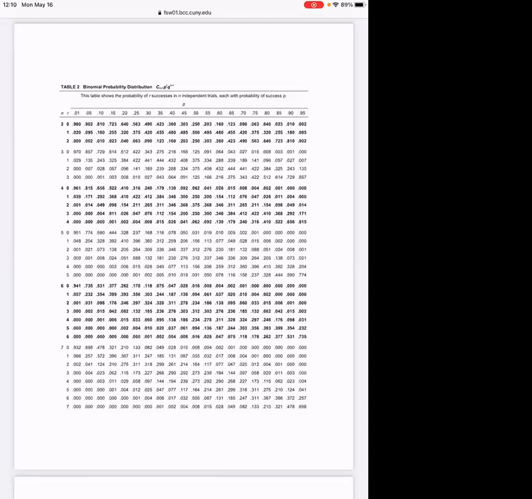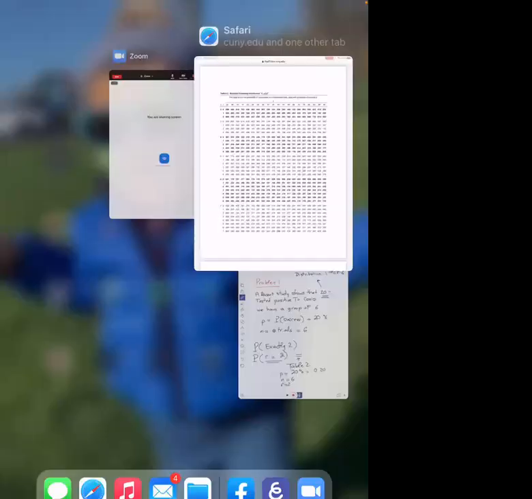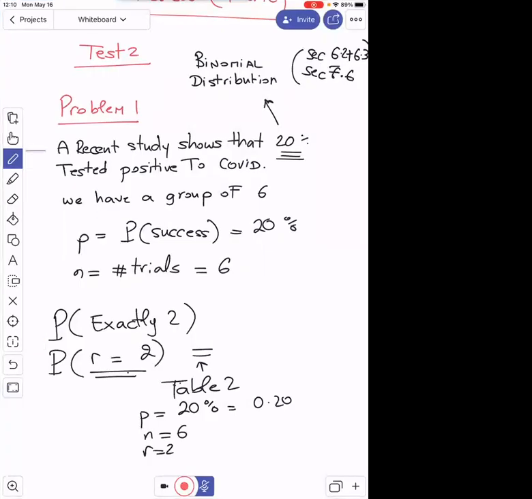That's 0.20. As you can see at the top, you have p, and it starts with 0.01, then 0.05, etc. So you need to go to 0.20, right? If you go down to where n is 6 and r is 2, then the answer would be 0.246. So the answer to this problem is 0.246. You don't need to use any other formula, just the table.